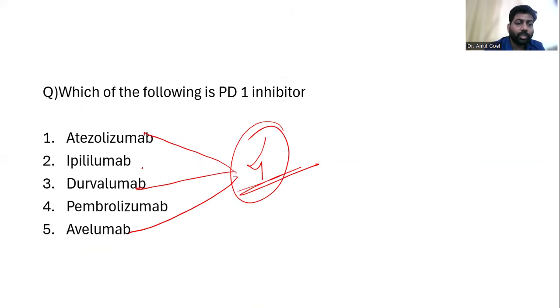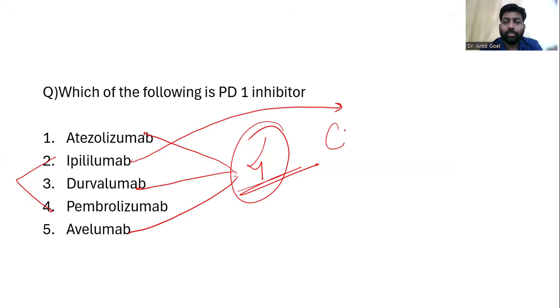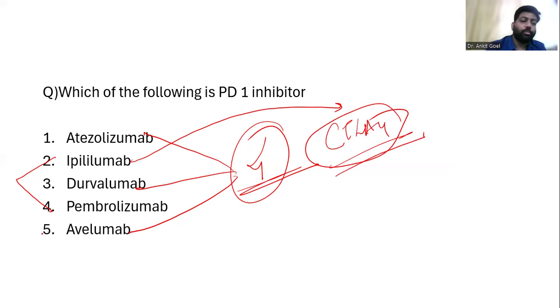And what about ipilimumab? We are left with two. Ipilimumab is the only drug that inhibits CTLA4. You need to remember this. The ones that are left are pembrolizumab and nivolumab. They are the inhibitors of PD1 receptors.